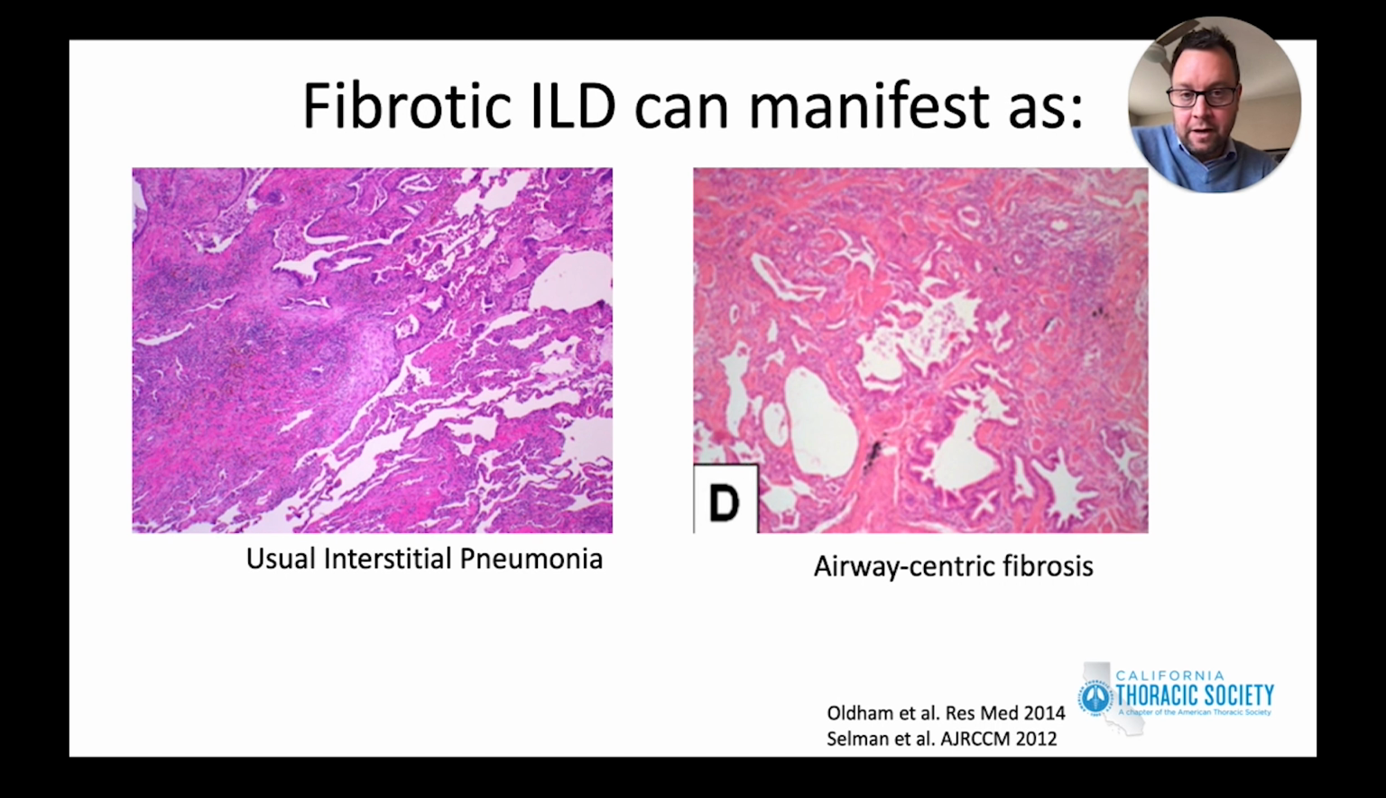And as we have fibrotic predominant CT patterns, we also have fibrotic predominant histopathology patterns. Here on the left is usual interstitial pneumonia with temporal heterogeneity. Right in the middle there, we see a fibroblastic foci, which is characteristic of UIP. And then on the right here, we see more of an airway-centric fibrosis, which is very characteristic of hypersensitivity pneumonitis.